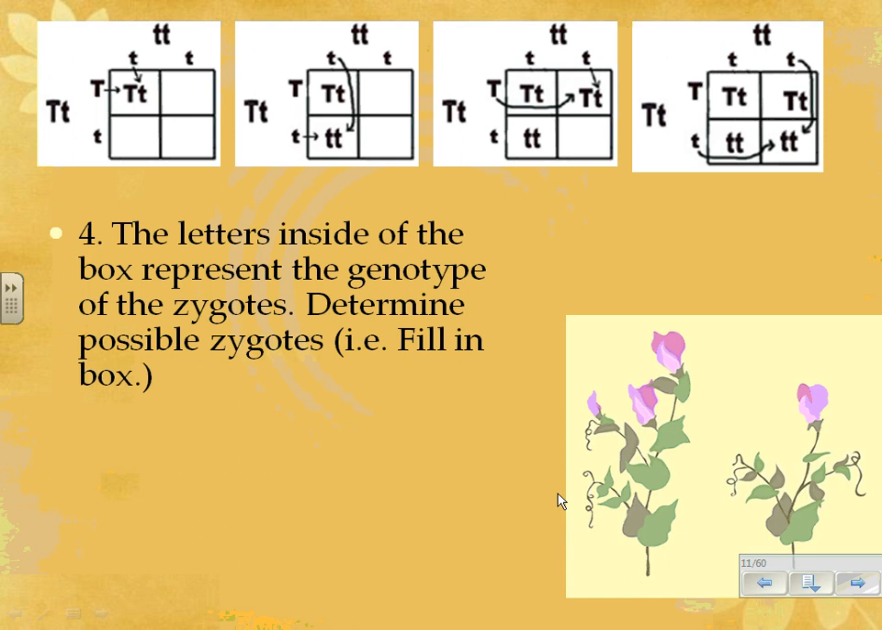So when we look at the letters inside the box, what they represent are the genotypes. And so when you're putting these letters together, we have to determine what the possible zygotes are. So you can fill in the box here. If this is the sperm and this is the egg, if this sperm meets that egg, then the individual is big T, little t. If this sperm and this egg meet, the individual would be little t, little t. If this sperm and this egg meet, then it's a big T, big T. And if this sperm and this egg meet, then it's a little t, little t. So you fill in the box.